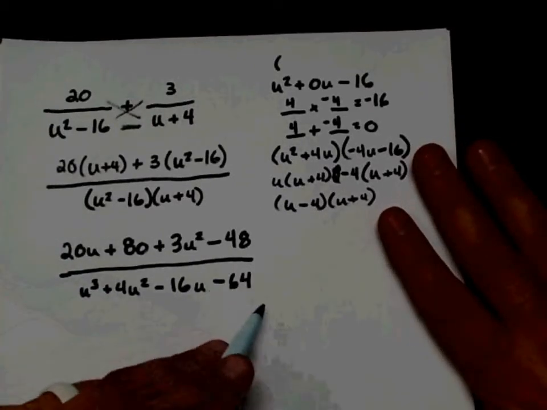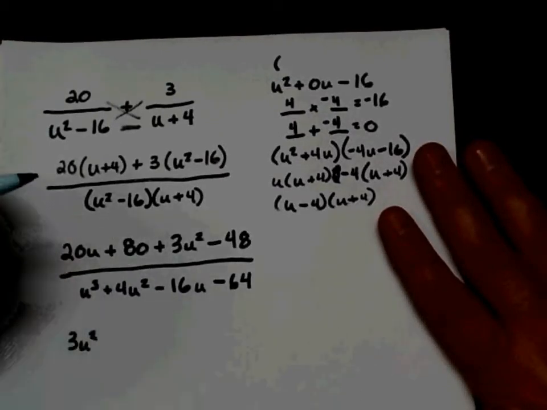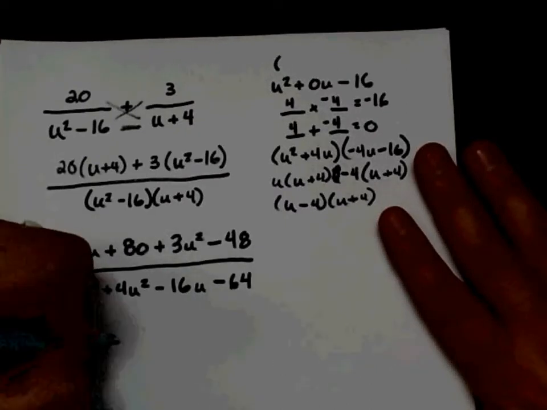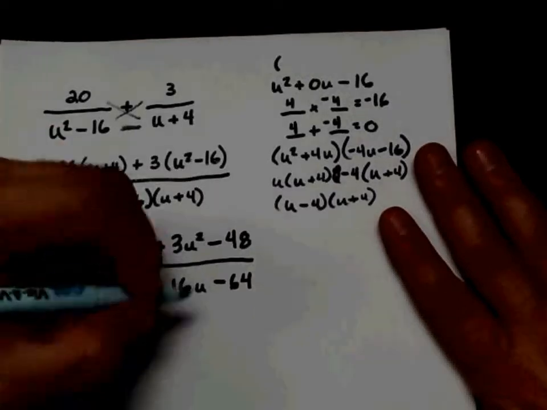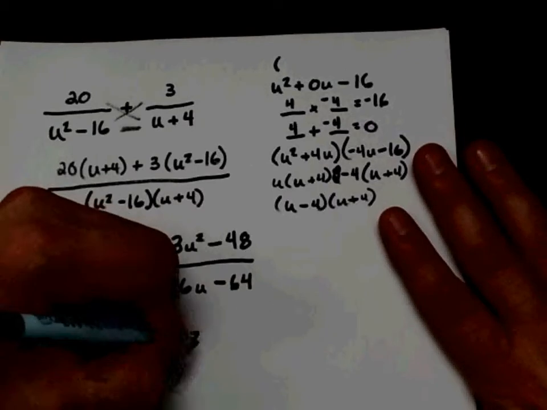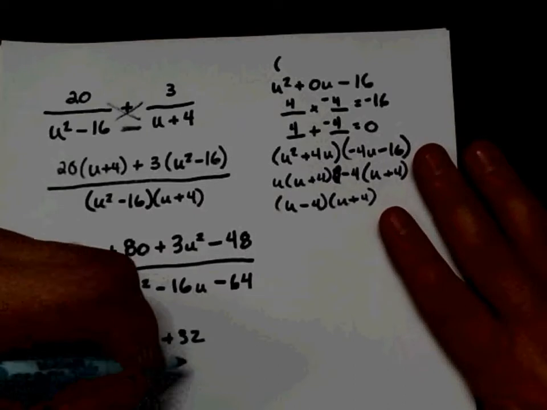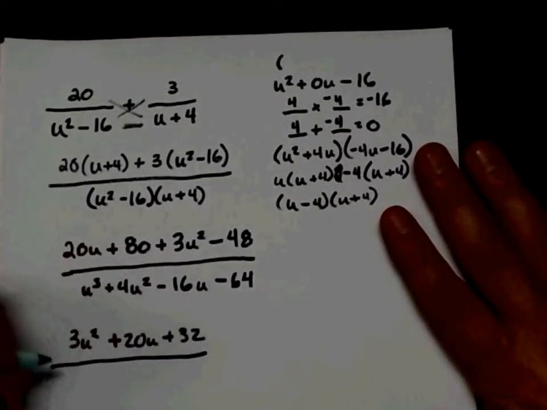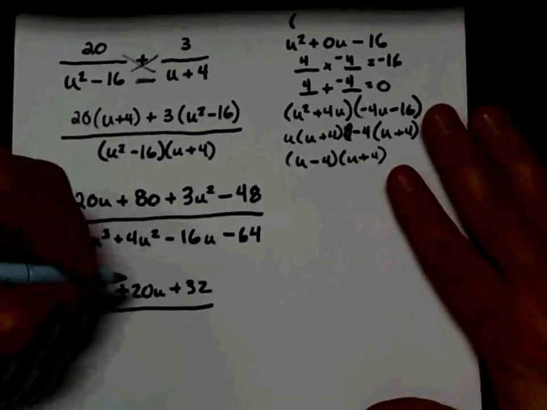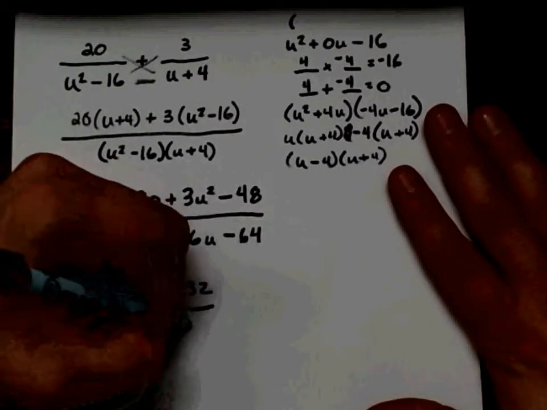So the bottom is combined well. The top, I'm going to rearrange. I'm going to get 3u squared plus 20u plus 32. All right, on the bottom, this is going to be u cubed plus 4u squared minus 16u minus 64.